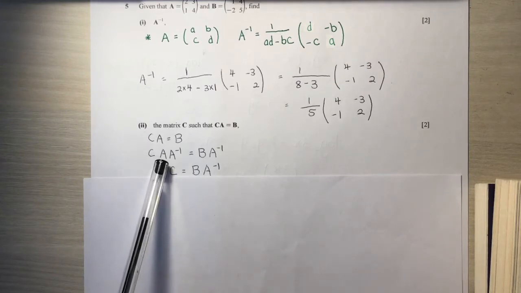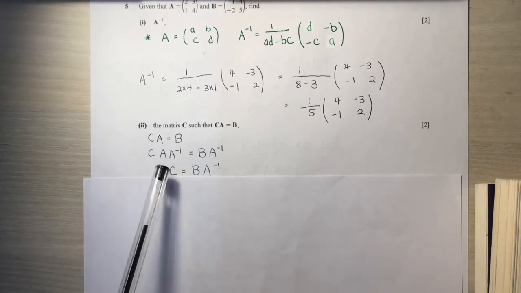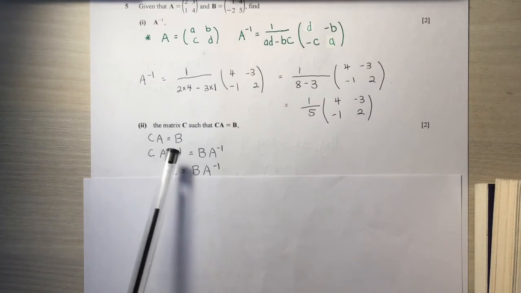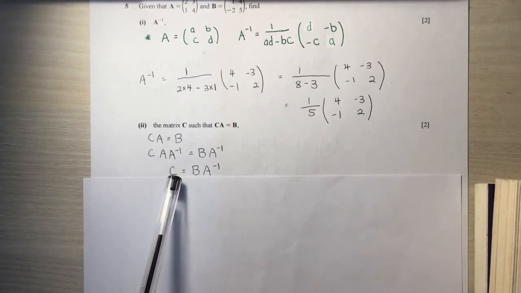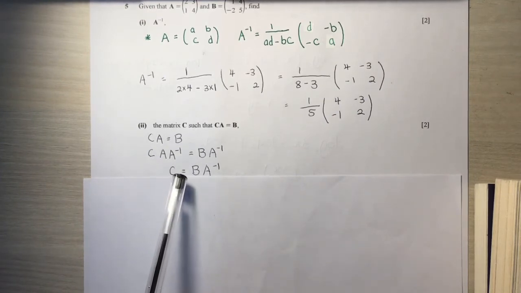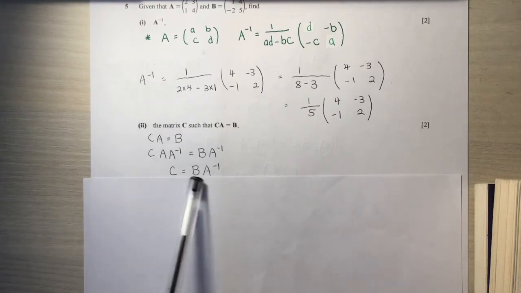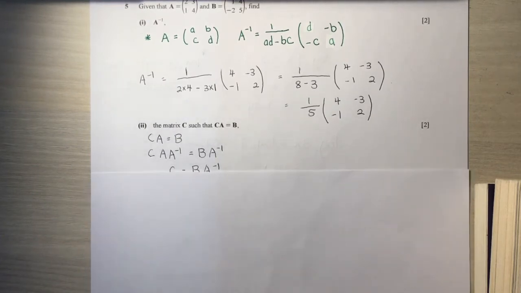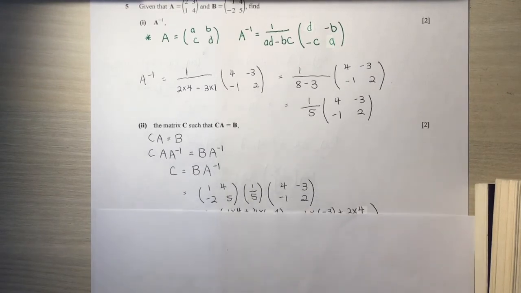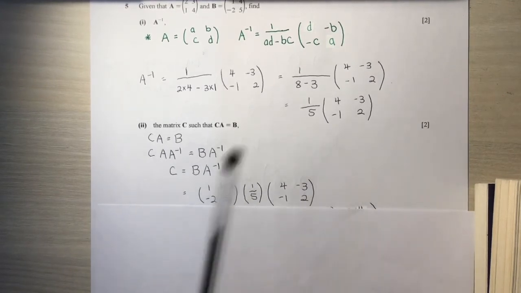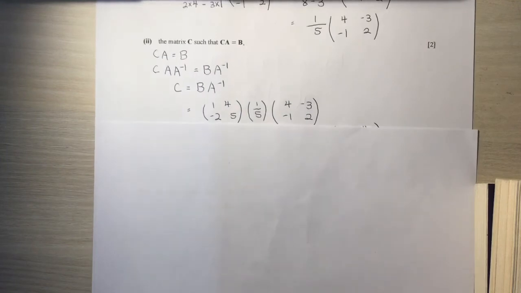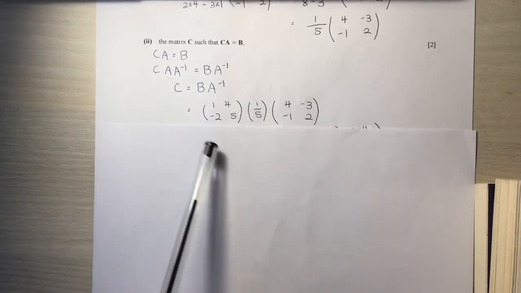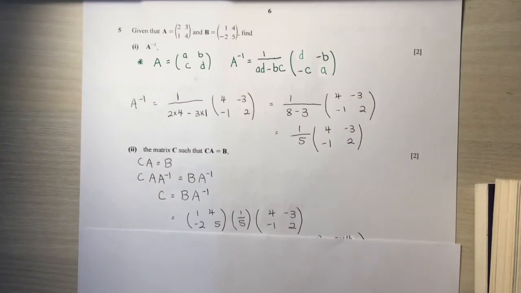So A multiplied by A inverse is 1, so we can omit this part. It becomes only C on the left hand side of this equation. And all we have to find is the multiplication of B and A inverse. We have A inverse from the first part, and the matrix B is given on top.